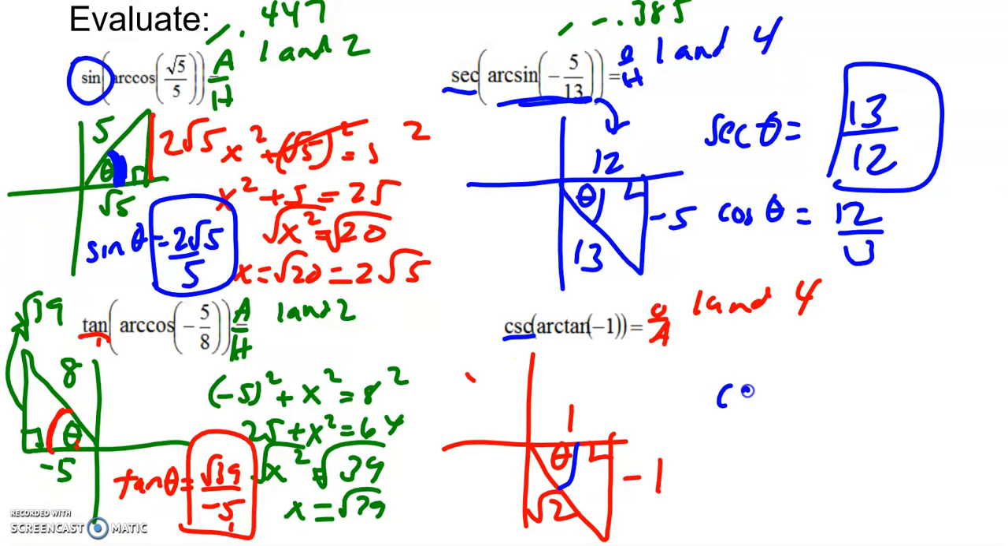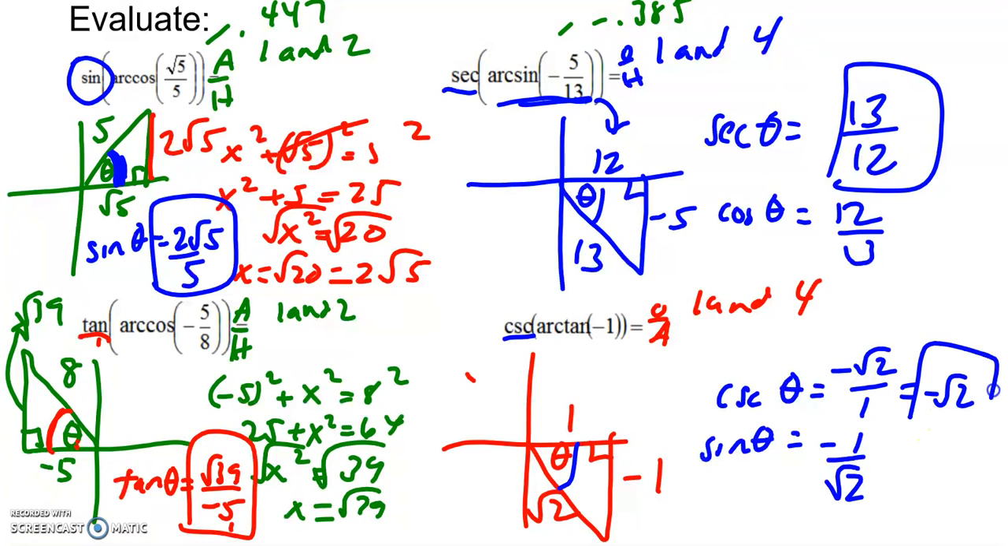If I want to find the cosecant of theta, you could find the sine of theta first and get that to be negative 1 over square root of 2, which means the cosecant would be the reciprocal, negative root 2 over 1, or just negative root 2.